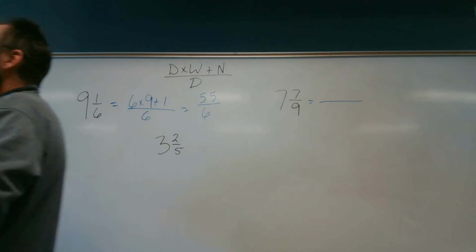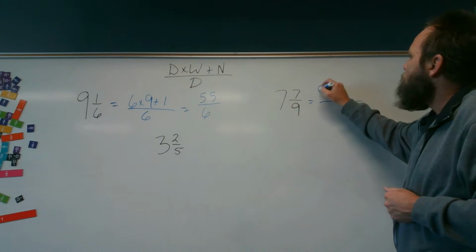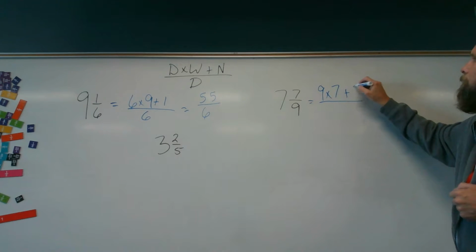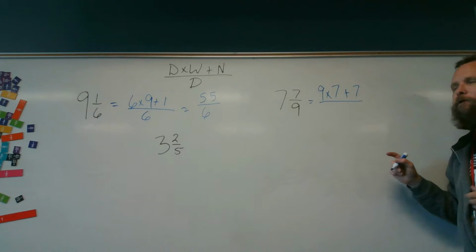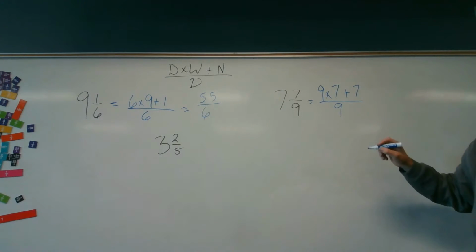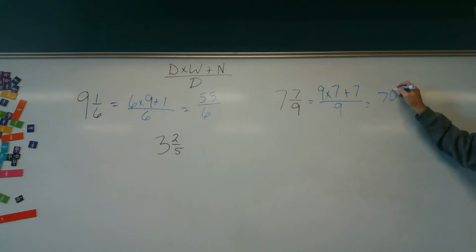Aiden, tell me what I do first for 7 and 7/9. Multiply 7 times 9. Good. 9 times 7, which equals 63. And then what do I do? Plus 7. Add 7. So what does that equal? 70. And what's my denominator? 9. 70 over 9.